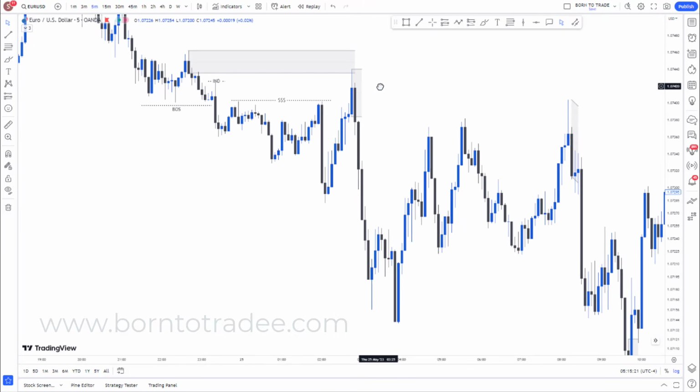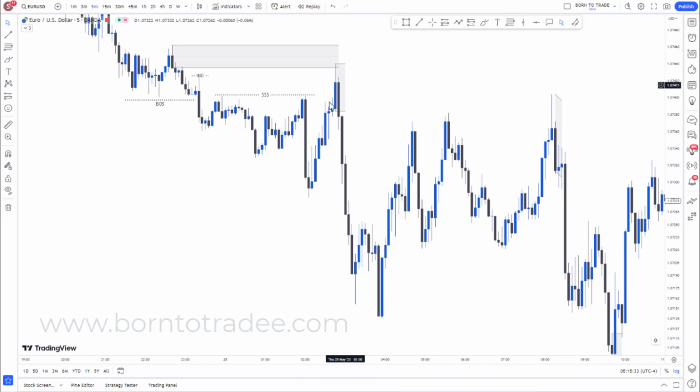That's why I said that these concepts increase the probability of your zones playing out. You can add it as a confluence into your trading plan, and you're going to see a change in your trading. Okay, you're going to see a lot of change. So after that, what do we see?